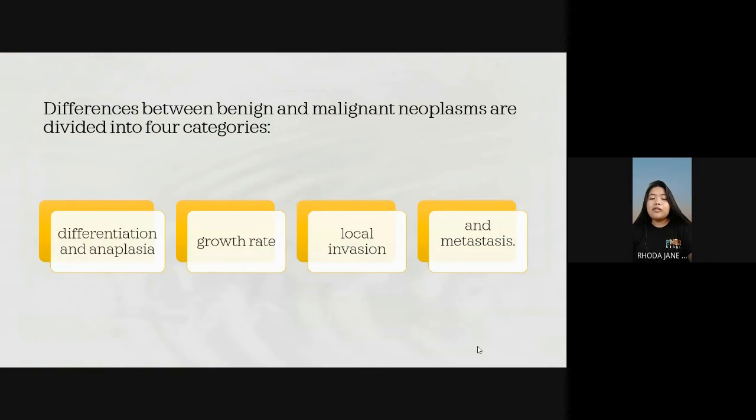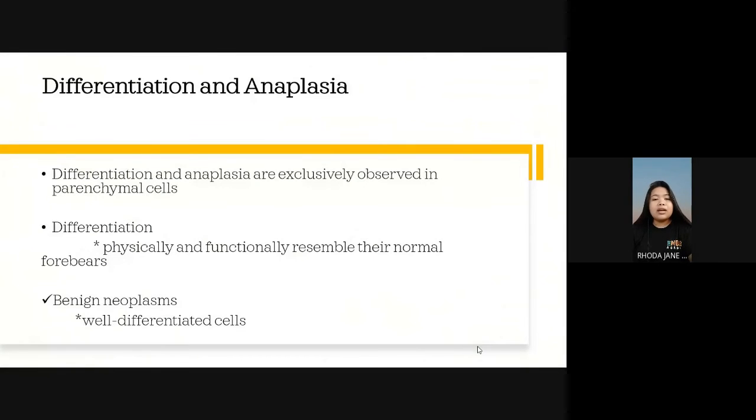Let's proceed to the differences of benign and malignant neoplasms, which are divided into 4 categories: differentiation and anaplasia, growth rate, local invasion, and metastasis. First, the differentiation and anaplasia. Differentiation and anaplasia are exclusively observed in parenchymal cells, which form the altered elements of neoplasms. The degree to which parenchymal tumor cells physically and functionally resemble their normal forebears is referred to as differentiation.